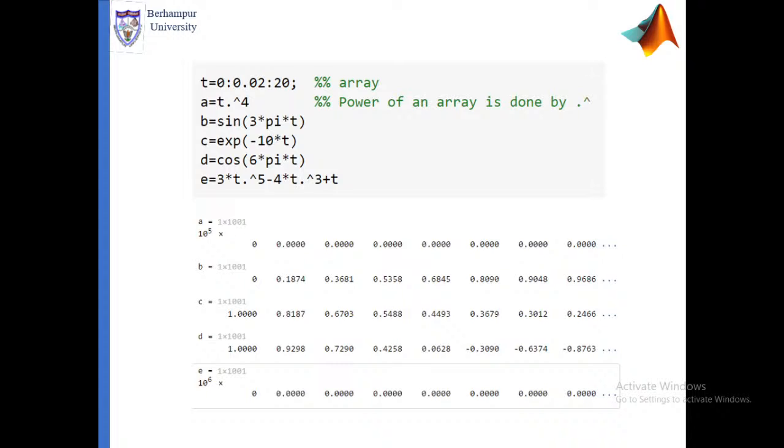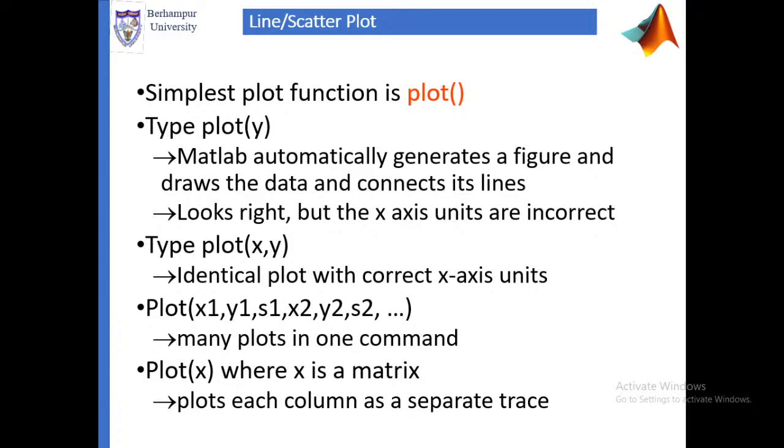So this is the generation of data. We have generated data from A to E for given T. T is an array of numbers. So we can now plot A versus T, B versus T, C versus T, D versus T, or E versus T. Now let us see what happens if I go for a line or scatter plot.